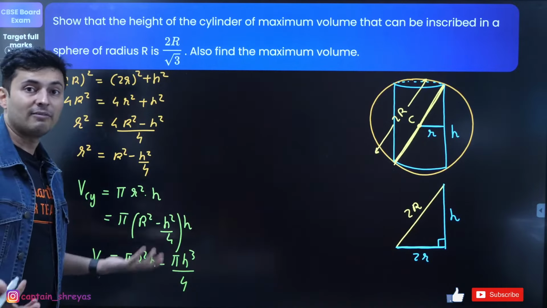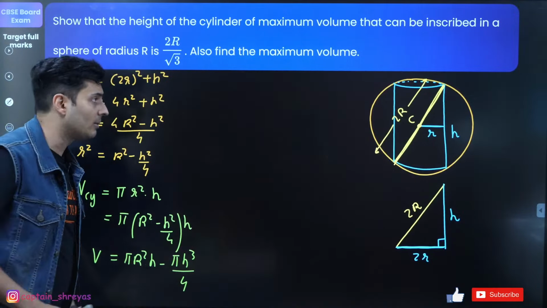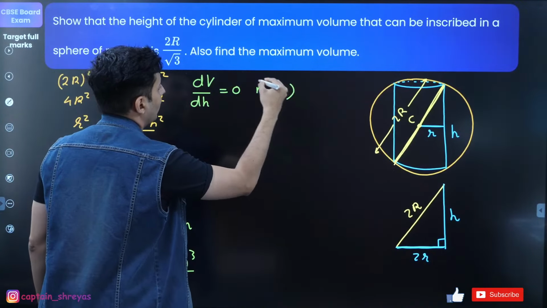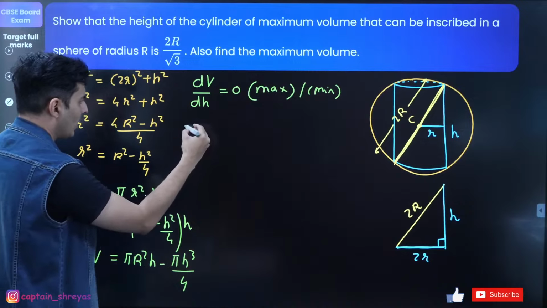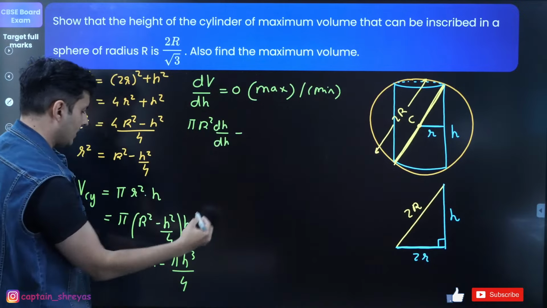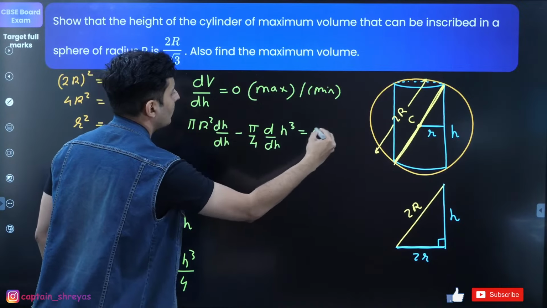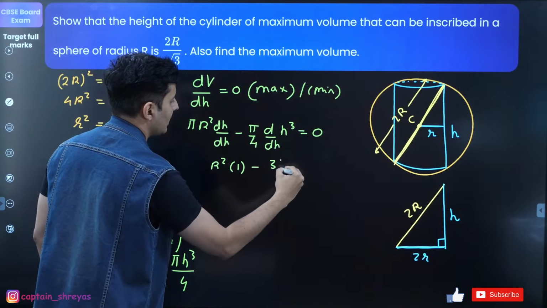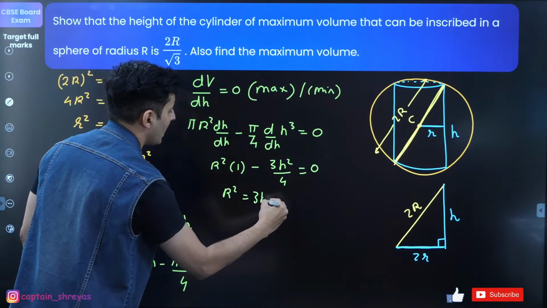For the volume to be maximum, the derivative with respect to the variable should be 0. Here the variable is h, not radius. Radius capital R of the bigger sphere is not the variable. So here dV by dh should be 0 for your maxima or minima. So the derivative of this will be pi R square dh by dh minus pi by 4 derivative of h cube is equal to 0. Pi goes off, so R square into 1 minus 3h square by 4 is equal to 0. Shift it, so it will become R square is equal to 3h square by 4.